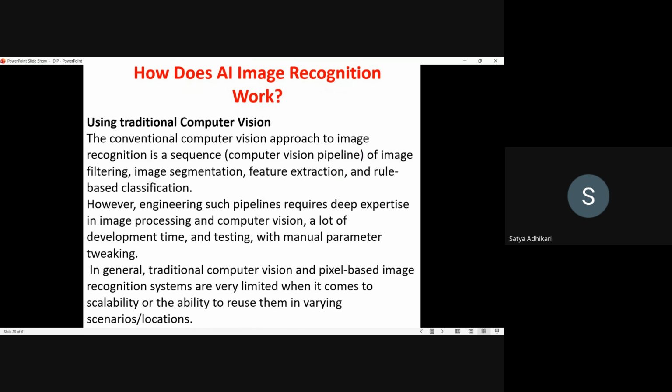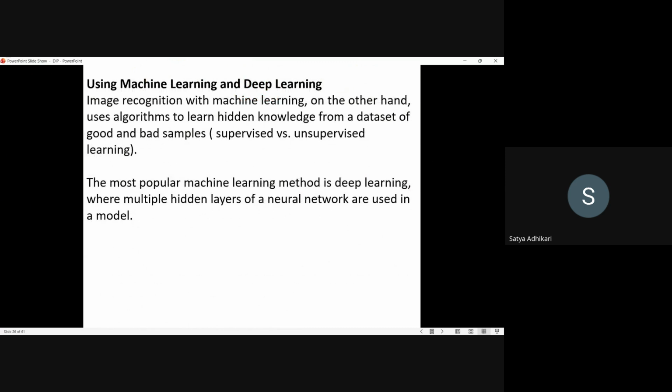In general, traditional computer vision and pixel-based image recognition systems are very limited when it comes to scalability and the ability to reuse them in varying scenarios and locations. So if you compare nowadays, the pixel-based image recognition system is limited. That is why we are using machine learning or deep learning.